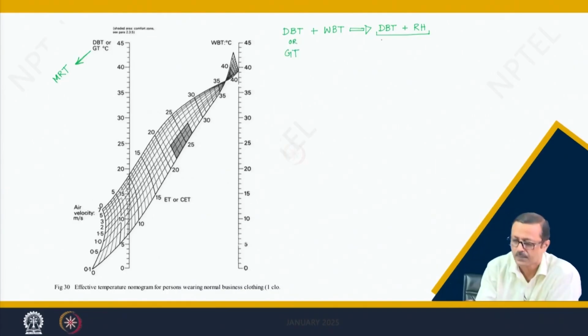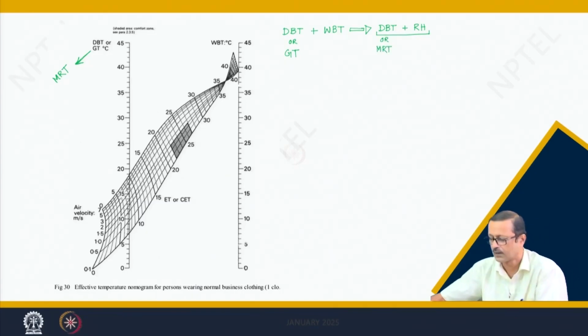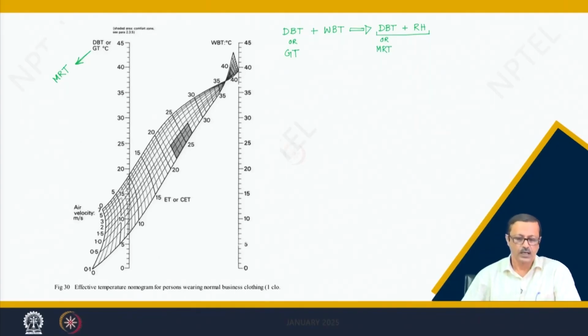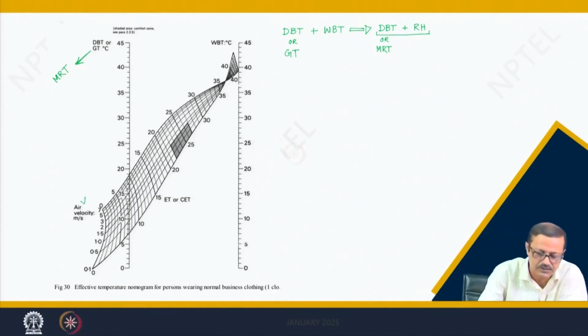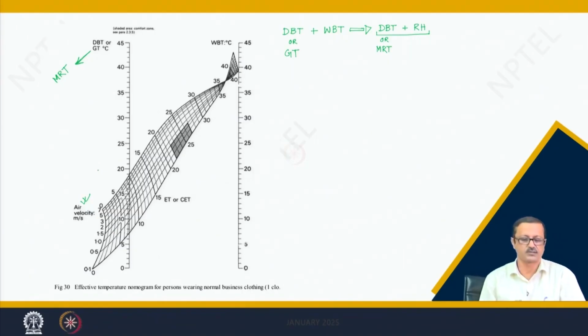So, that means we can say this is R, the mean radiant temperature we are taking for this particular combination. And on the other axis, there is a third parameter, which is the air velocity in meters per second, which starts from 0, then 0.1 maybe, and 0.5, 1, 1.5 to 7, and from 1.5 onwards is very high velocity.